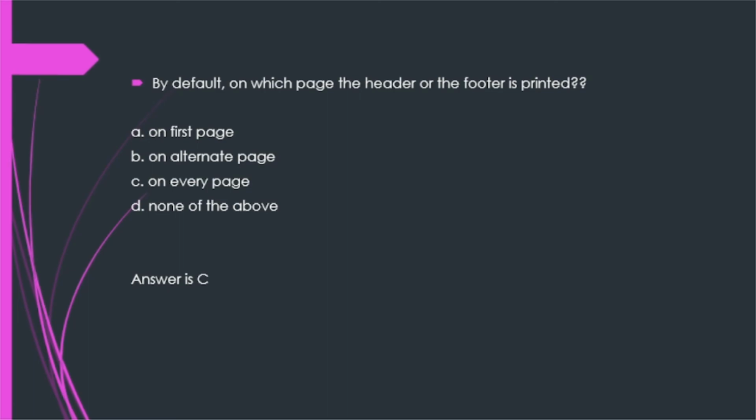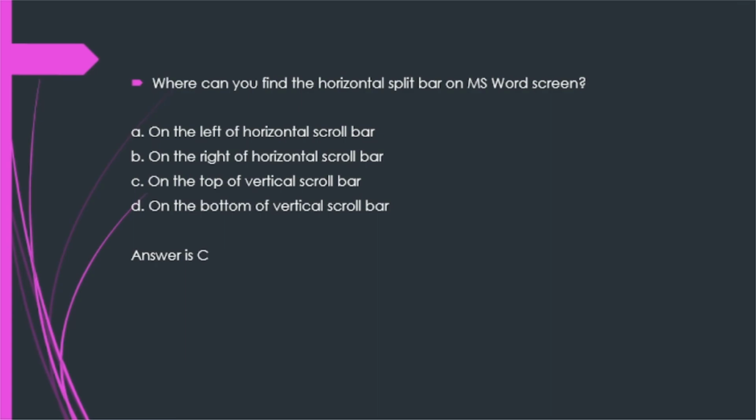Where can you find the horizontal split bar on MS Word screen? The correct answer is C. On the top of vertical scroll bar.